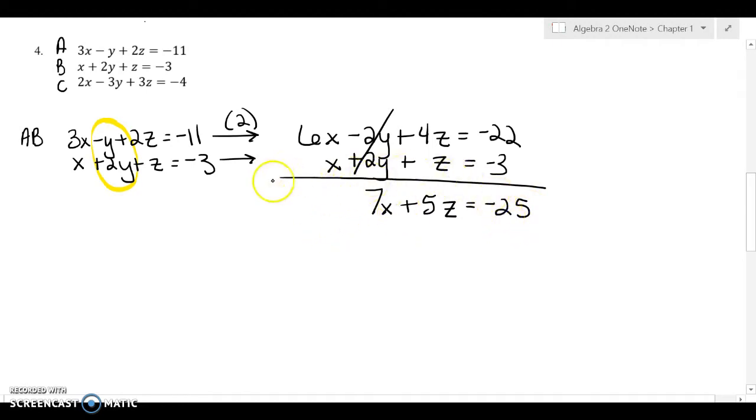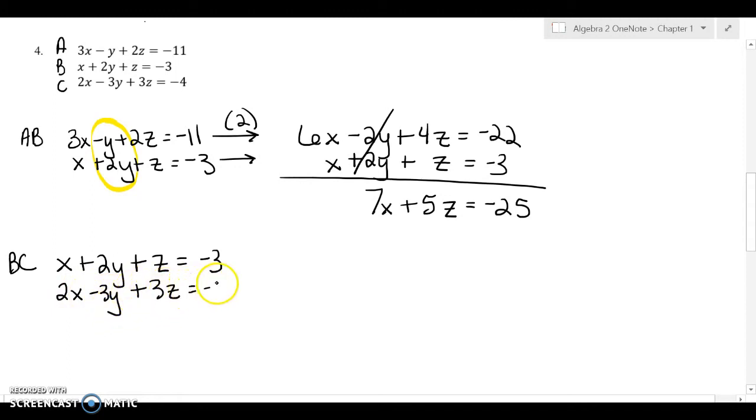And now I'm going to do that again with another equation, and this time I'll kind of run out of space, so I'm going to do B and C. So B is x plus 2y plus z equals negative 3. And the next one is 2x minus 3y plus 3z is negative 4.